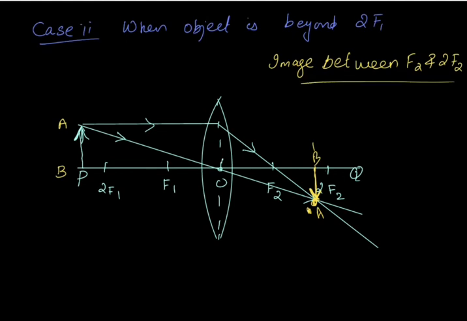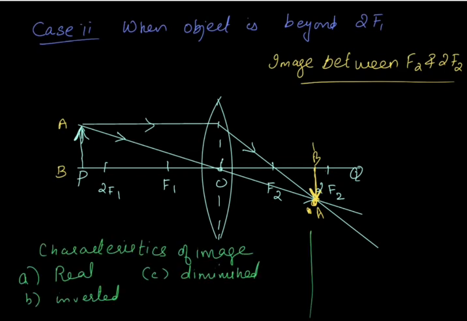Now if you take the characteristics of the image, you can see that the image is real. Real means the image is formed by the actual meeting of the refracted rays, and it is inverted. Okay, so A dash B dash is inverted, and it is diminished. It is not highly diminished, but the size of the image will be small compared to the size of the object. So that is the characteristics of the image.